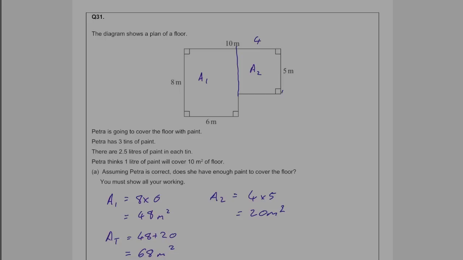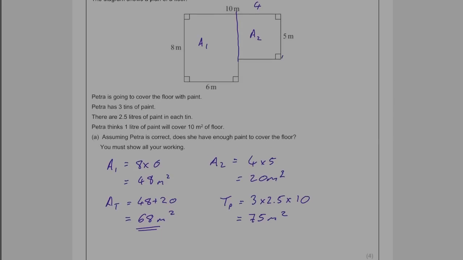And then if we move to how much paint she's got, 2.5 litres of paint in each tin. Petra thinks that 1 litre will cover 10 meters squared. So I'm going to go total paint, TP, is going to be equal to 3 times 2.5 times 10. So that's going to be 25 times 3. So she's got 75 meters squared. So assuming, does she have enough? Yes, she does.